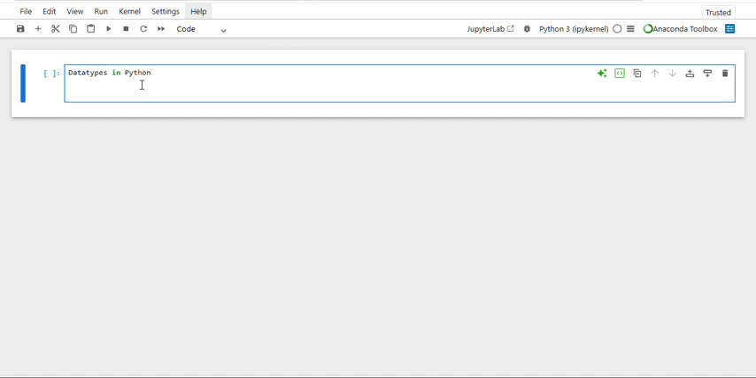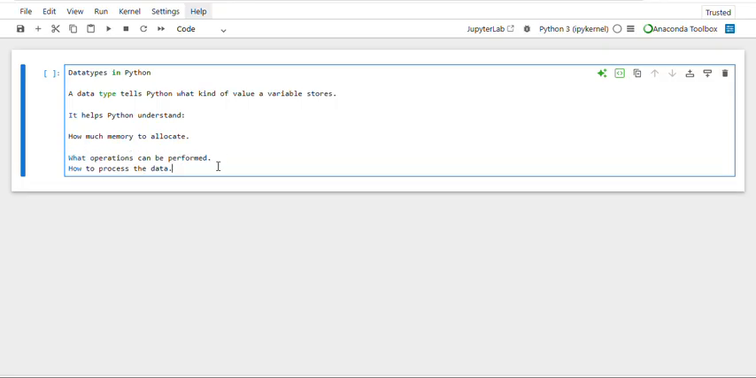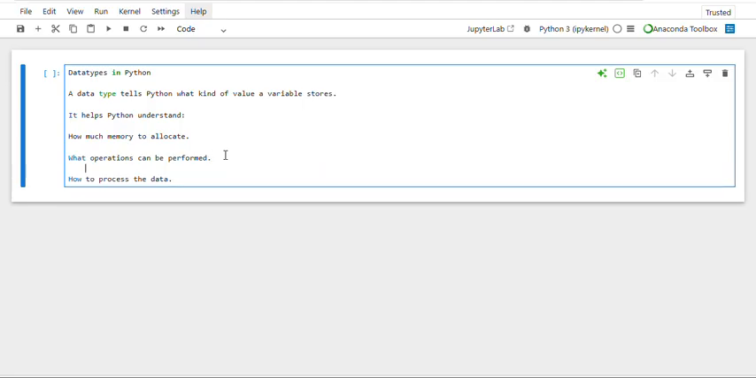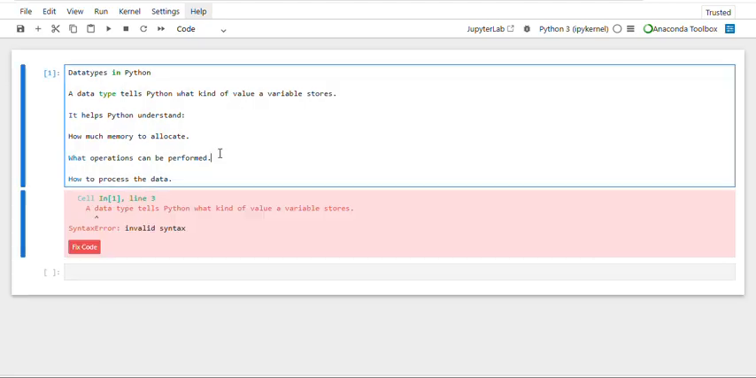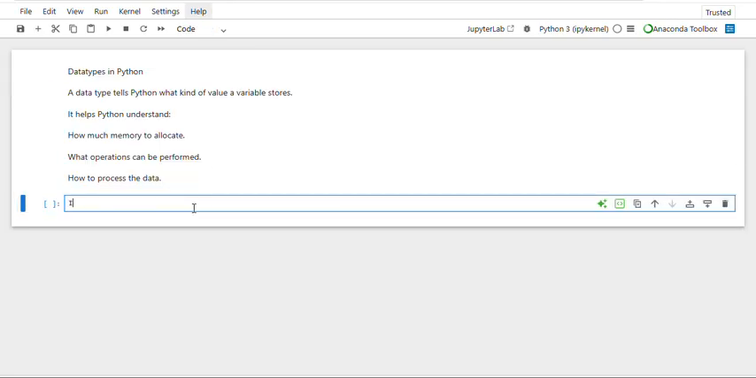First, a data type tells about what kind of value a variable stores, and it helps us understand how much memory to allocate for a variable, what operations can be performed using this data type, and how to process the data. So these are a few examples that we can work with in Python. Let's get started with the classification.